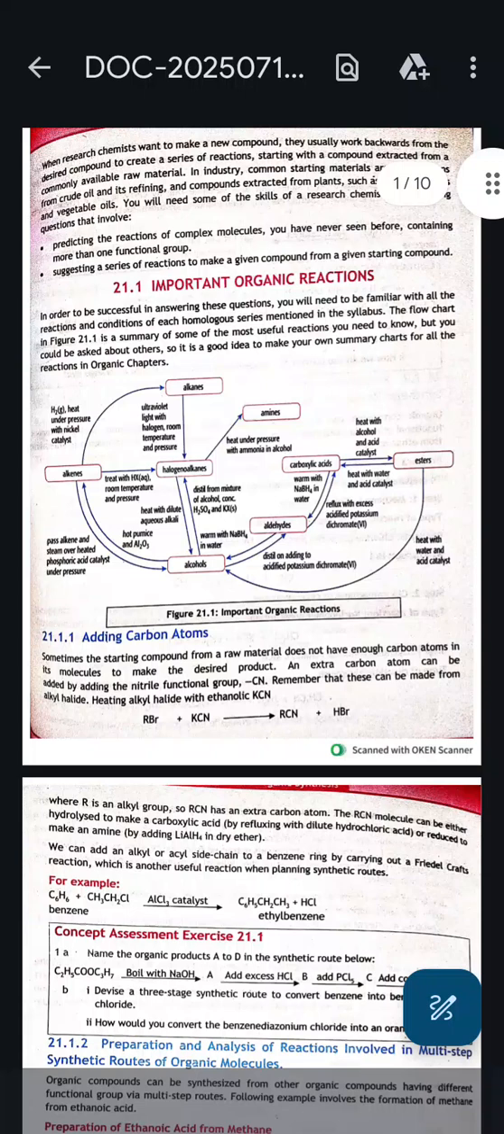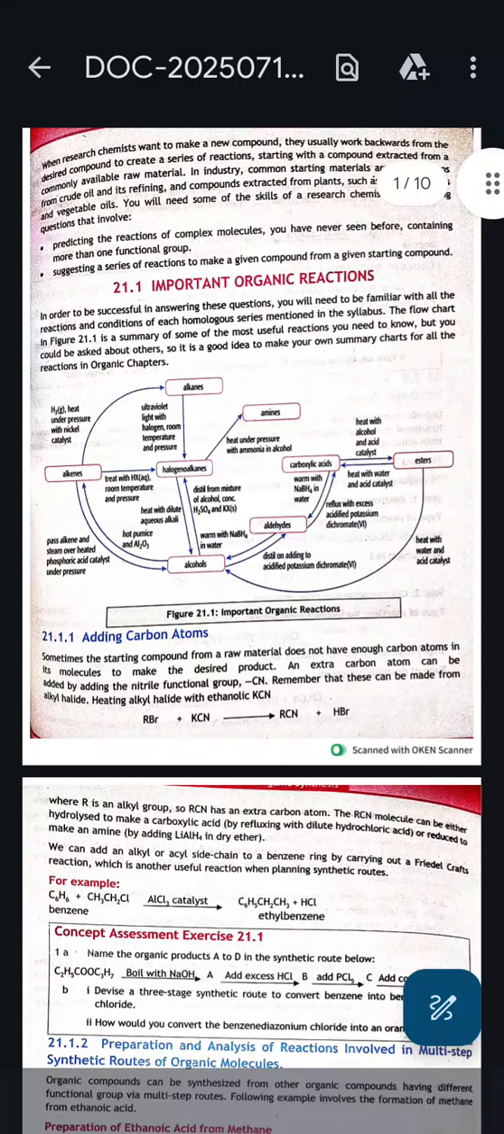So the chapter we are going to start today is organic synthesis. When research chemists want to make a new compound, they usually work backwards from the desired compound to create a series of reactions, starting with a compound extracted from a commonly available raw material. In industry, common starting materials are hydrocarbons from crude oil and its refining, and compounds extracted from plants, such as esters from fats and vegetable oils.